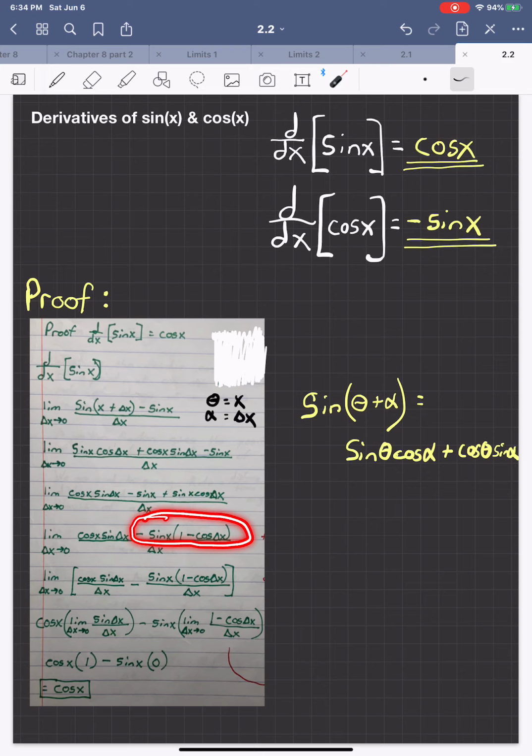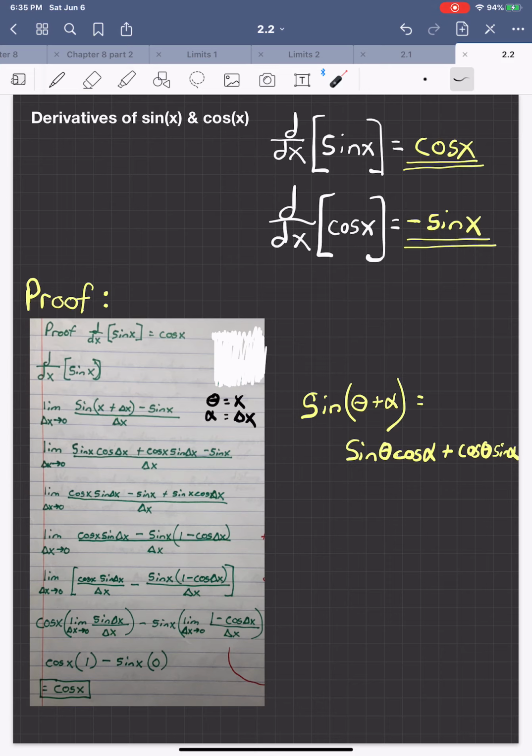What I'm going to do at this point is I have a fraction with two terms in the numerator, and I can break that up from one fraction into two fractions. So now I have cosine of x sine delta x divided by delta x, and then I have sine of x times 1 minus cosine of delta x over delta x. So I've split it up into two fractions.